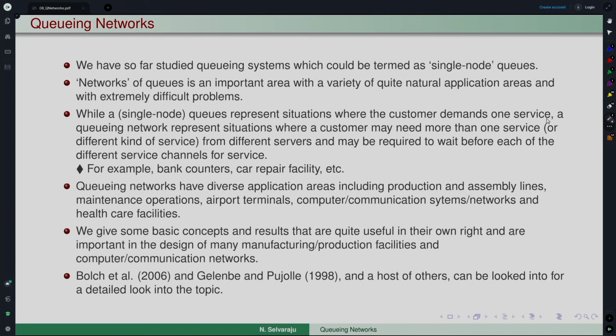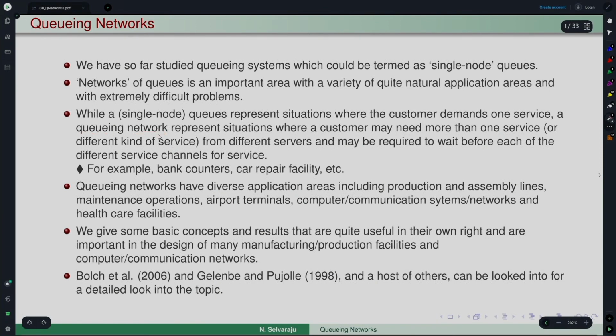But if you go to some other place, say an airport terminal for example, first you have luggage screening, then checking in, then security check, so you have multiple stages you need to go through, and that is a situation that will come here. So, a queuing network on the other hand represents situations where a customer may need more than one service or different kinds of service. If you go to a hospital, for example, first you may have some preliminary investigation, then some tests followed by specialist examination and so on, right. Different kinds of service might be there.